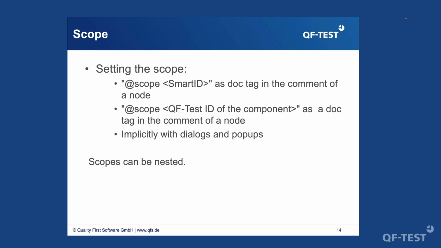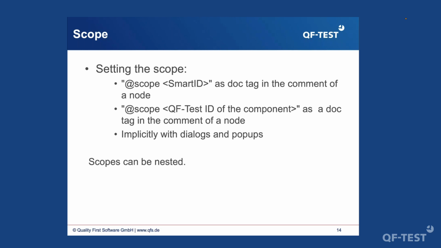Setting the scopes is simply done via defining a doc tag with add scope, and then either a SmartID or a QF-test ID of a component in the comment field of any node, and then this scope is set. If the node is entered, this scope is set for the specific action. And if the node you're replaying is then left at the end, the scope is automatically reset. So you don't need to take care about removing the scope again and telling QF-test to look at everything again after you set some scope. This is all done automatically.